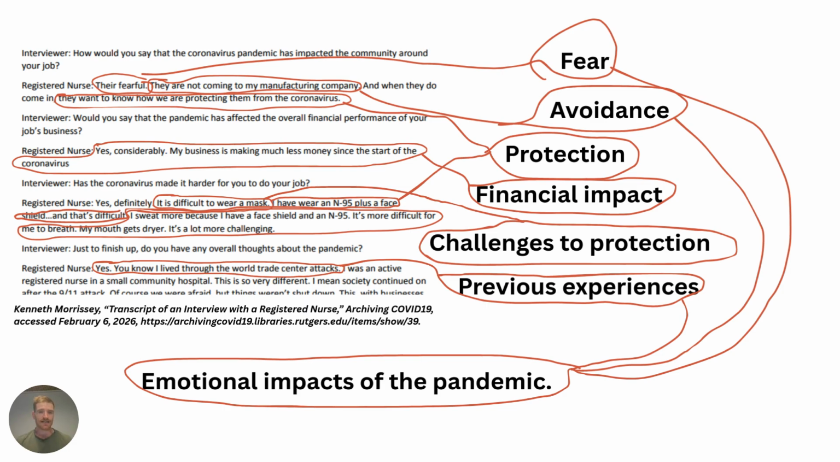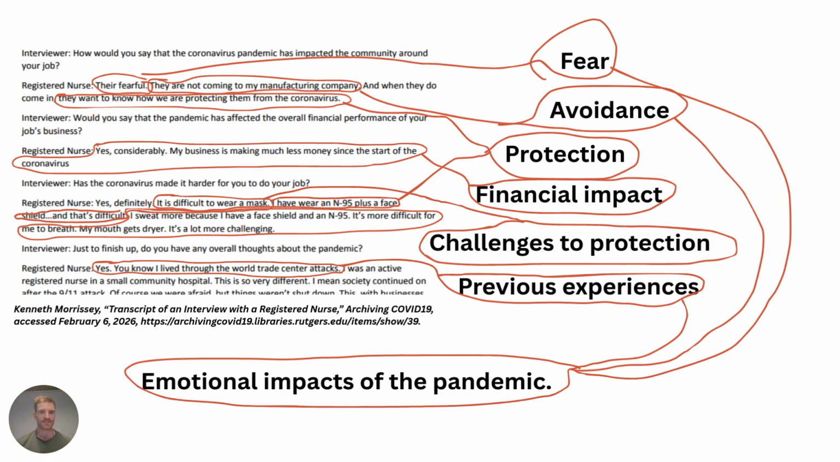So, for example, these codes that I put together, the fear, the avoidance, the protection, I might say these are all the emotional impacts of the pandemic on this person. So I might categorize that broadly as the emotional impacts. Their previous experiences also might come into that. So it's associated with the nurse's previous experience with another event. And we can tie all that into an emotional response.